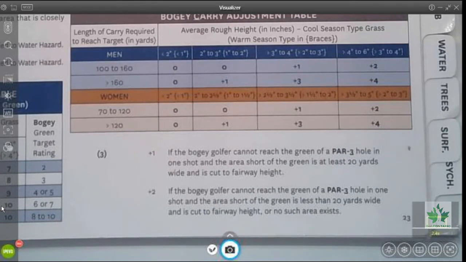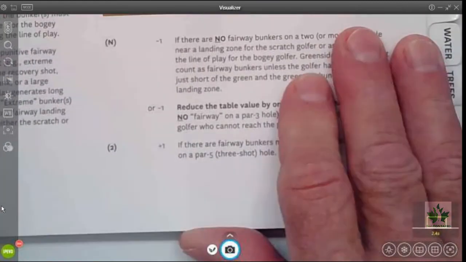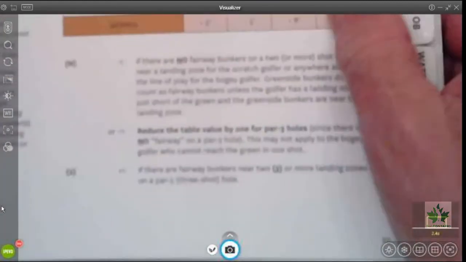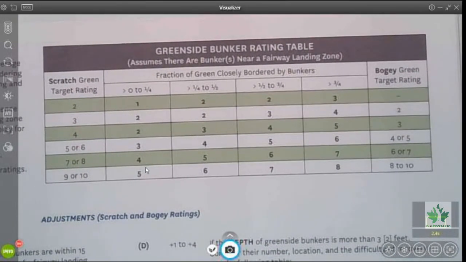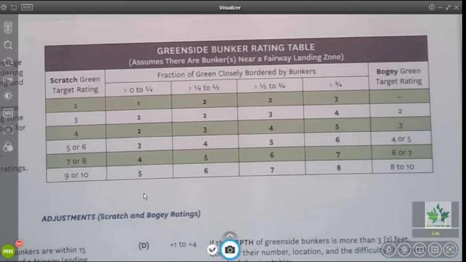Okay, so I'm going to accelerate a little bit here if I can. Greenside bunker tables. The bunker situation is fairly easy to deal with. Once again, how likely you are to get into the bunkers is determined by your green target rating.